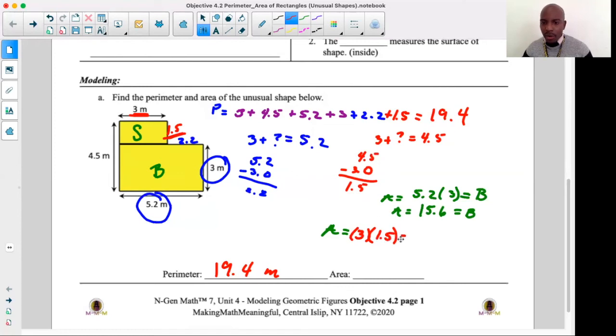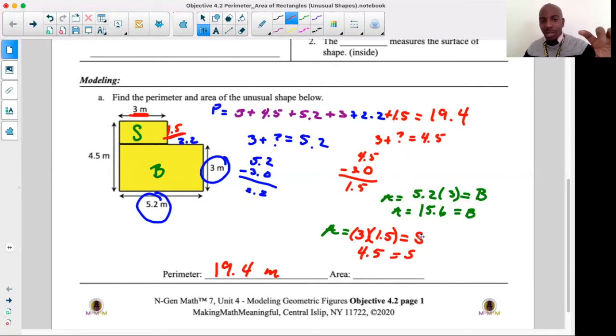Now, when I do the area of this one, it's going to give me the smaller one. 3 times 1.5 is about 4.5, I believe. Just check. Okay, 4.5. Now I have the area of the smaller one, and I have the area of the bigger one.